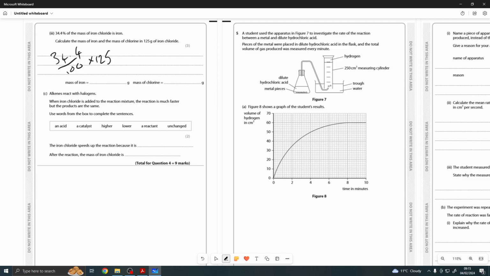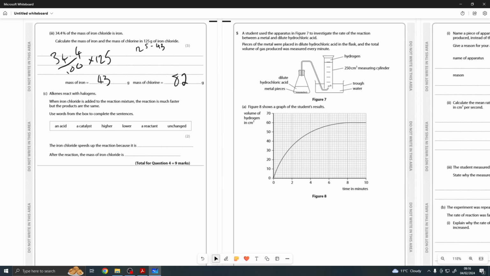So that gives you the mass of iron is 43. That will work it out. Now, you've got 125, 43 of it is iron. So 125 minus 43 gives you, according to my calculator, 82 grams of chlorine.